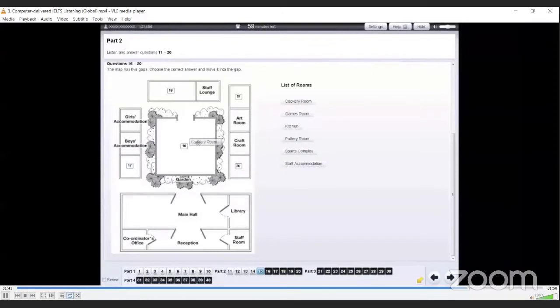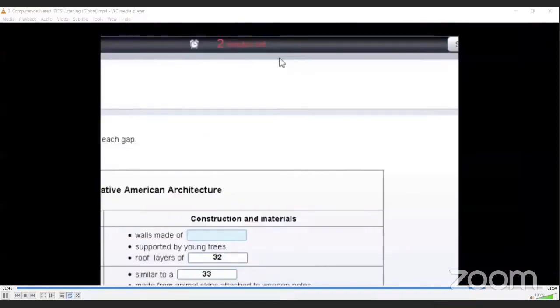At the end of the listening test, you'll have 2 minutes to check all of your answers. The tests will automatically stop when the time finishes.